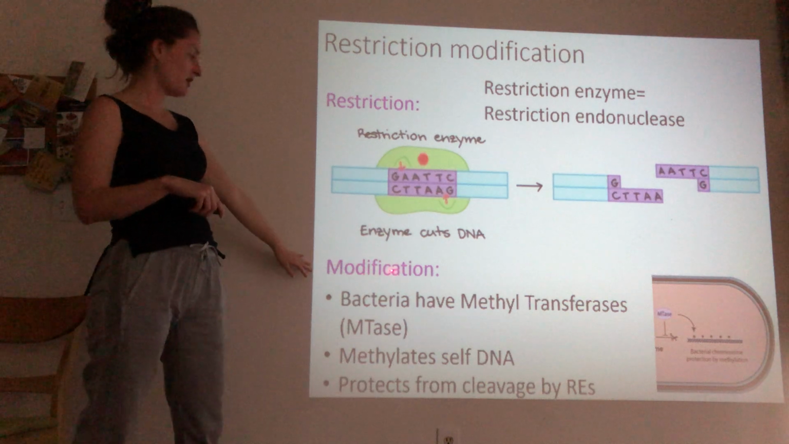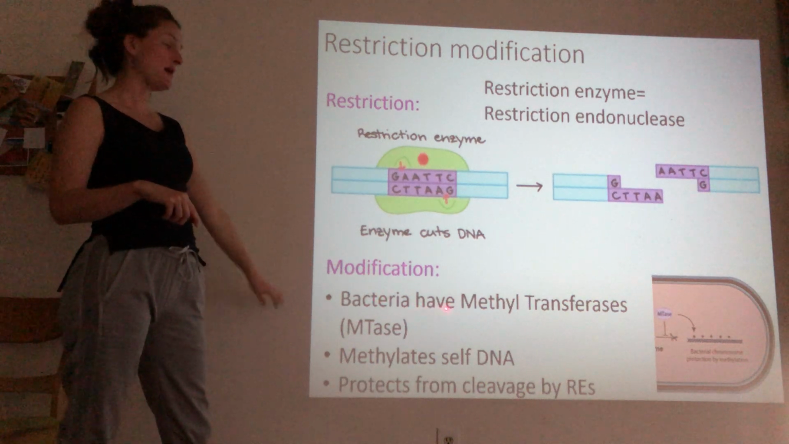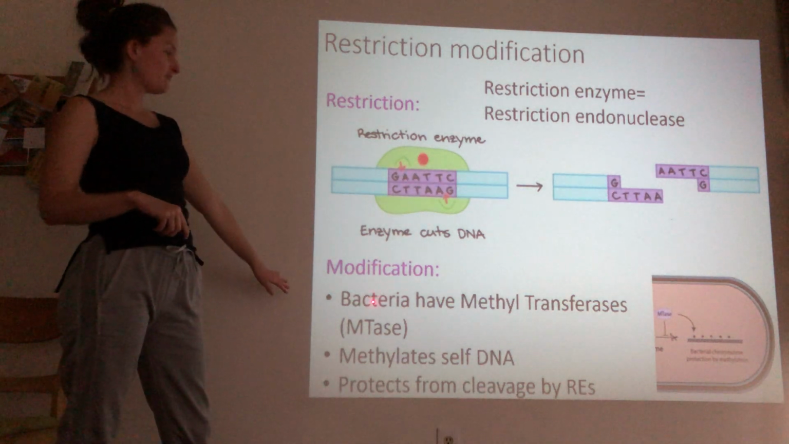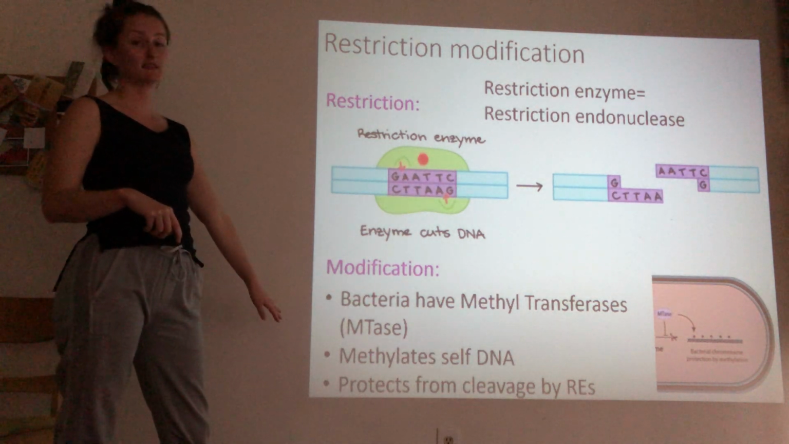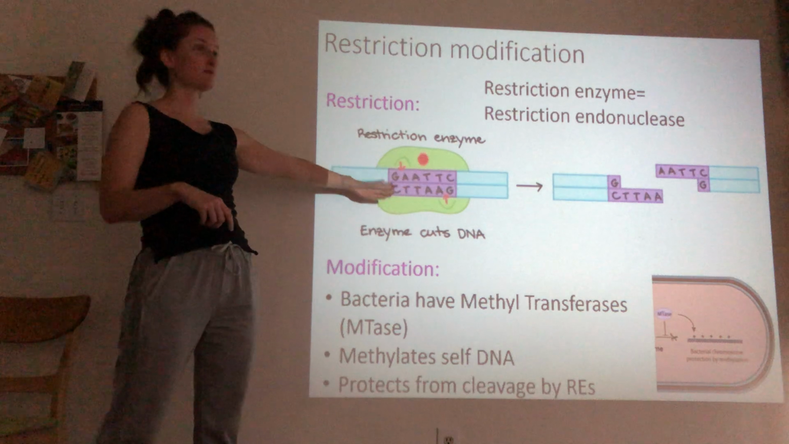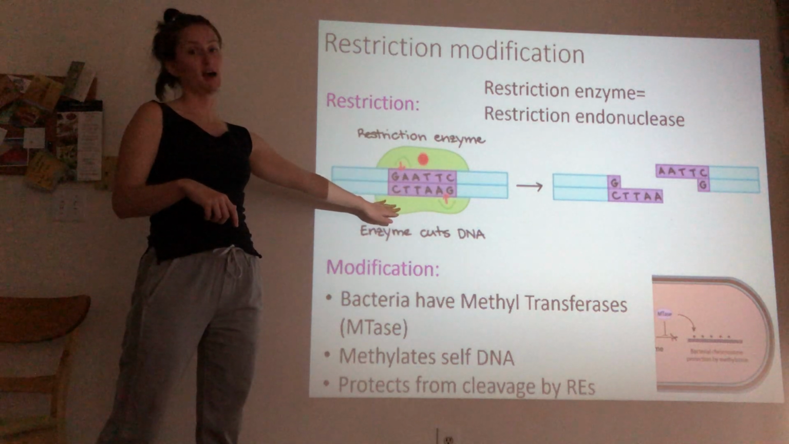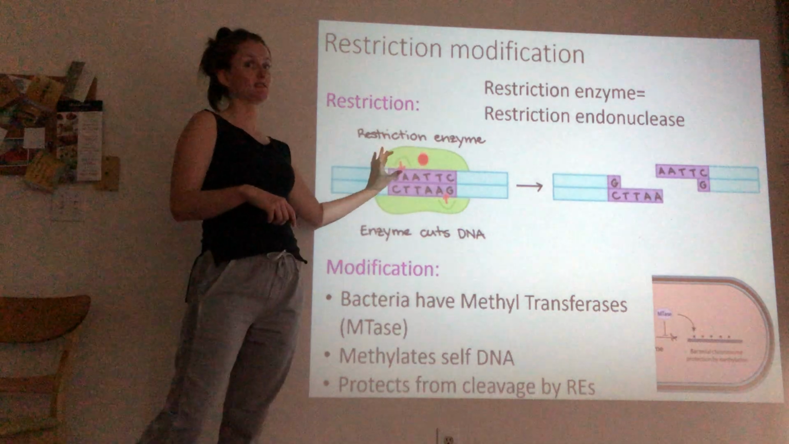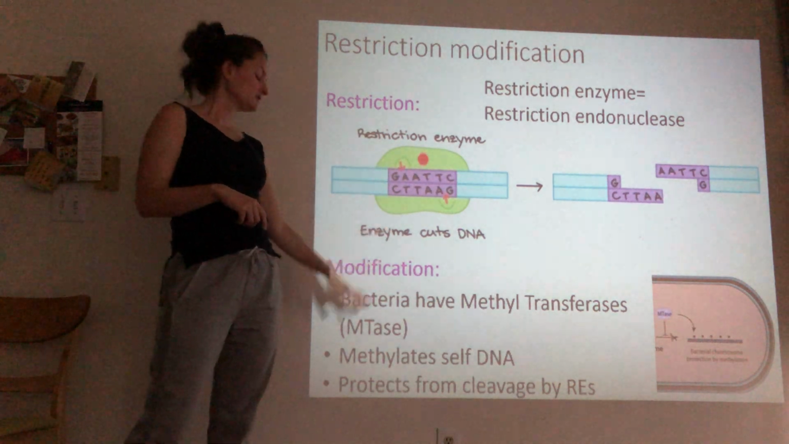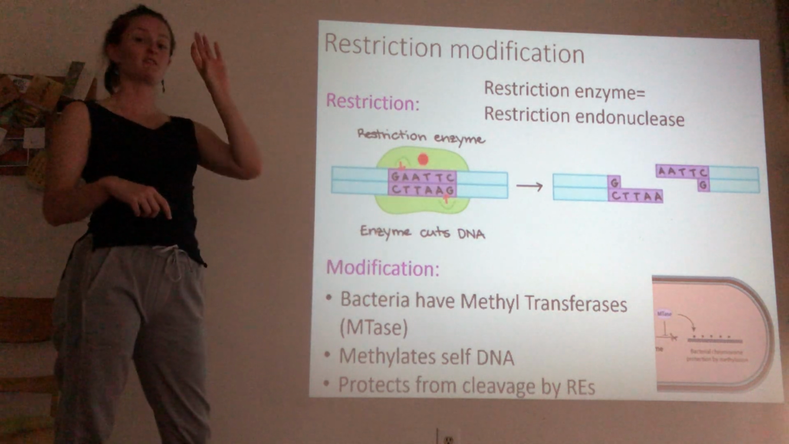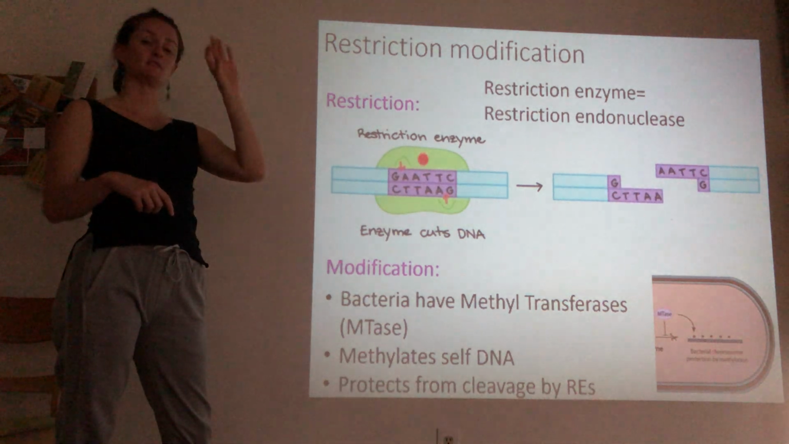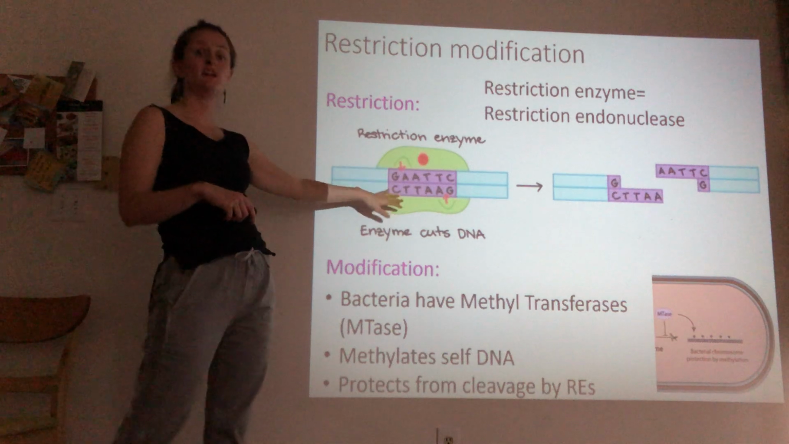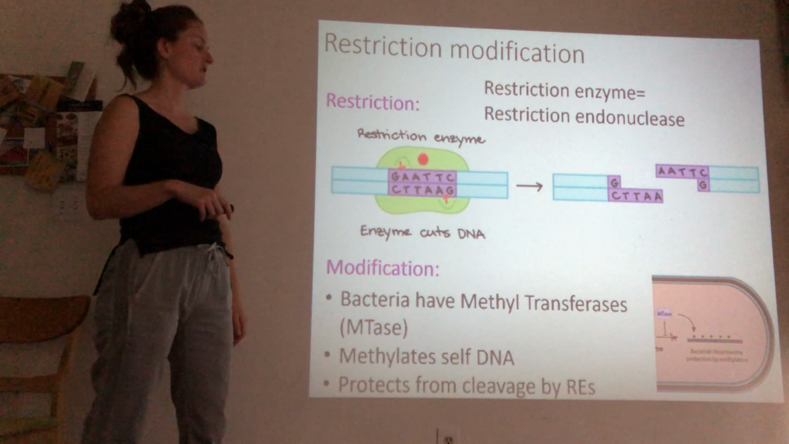The modification part of the system is these methyltransferases that bacteria have. Bacteria have methyltransferases that methylate self-DNA at these regions that the enzymes are going to cut at. When the DNA is methylated, the restriction enzymes will have less access to be able to cut. In this way, the bacteria can protect their own DNA at those sequences that the restriction enzyme is going to cut at, and cleave incoming phage DNA where these sequences are.